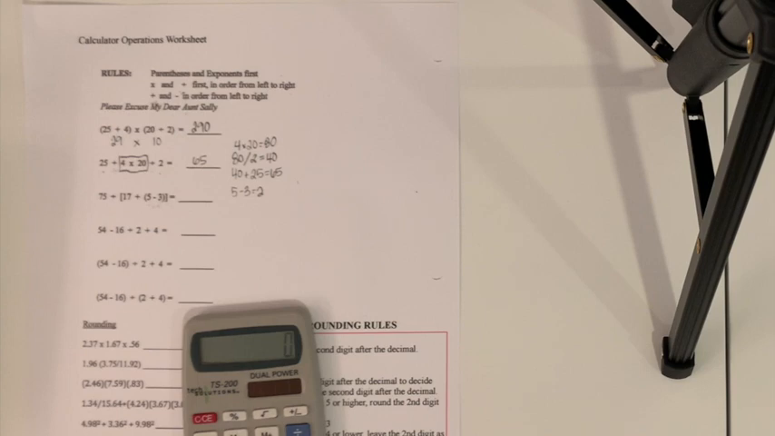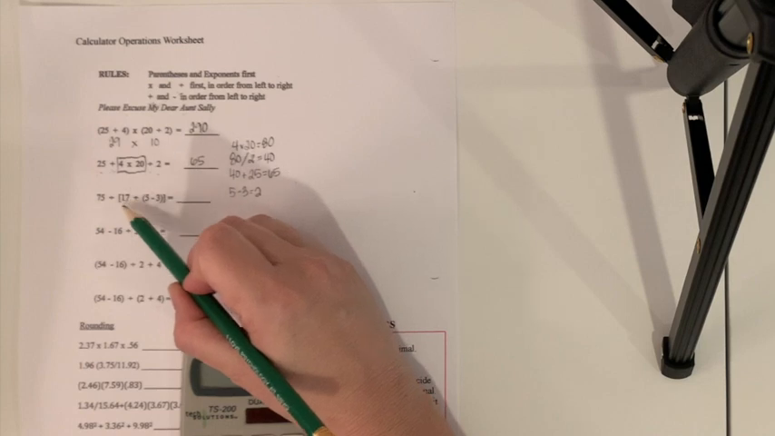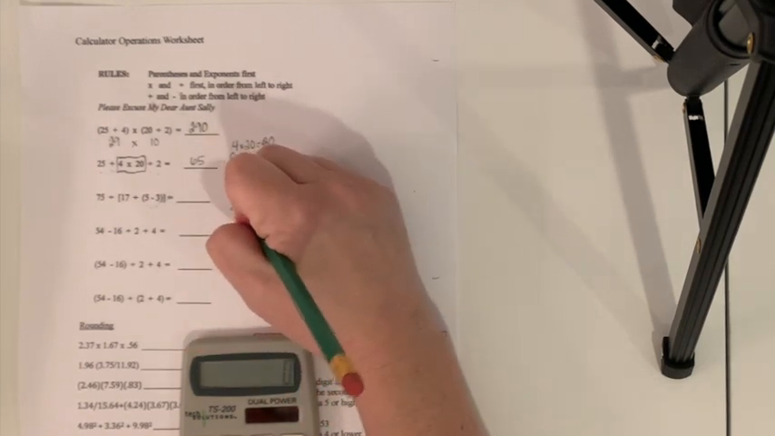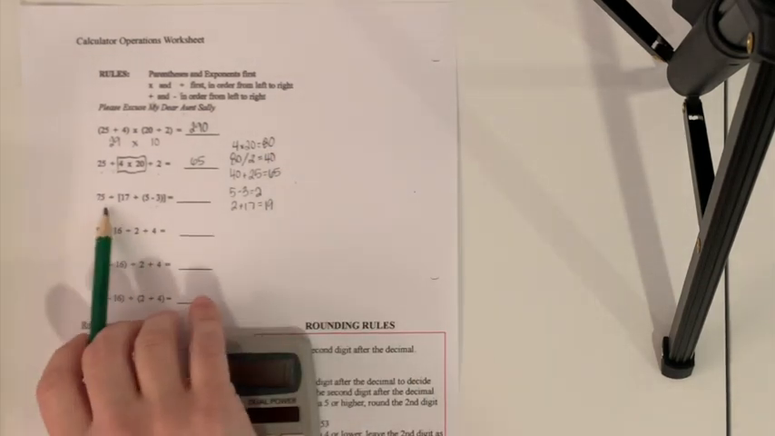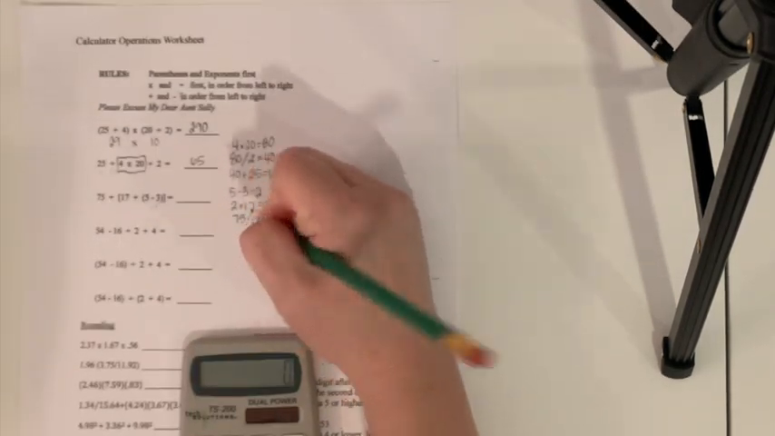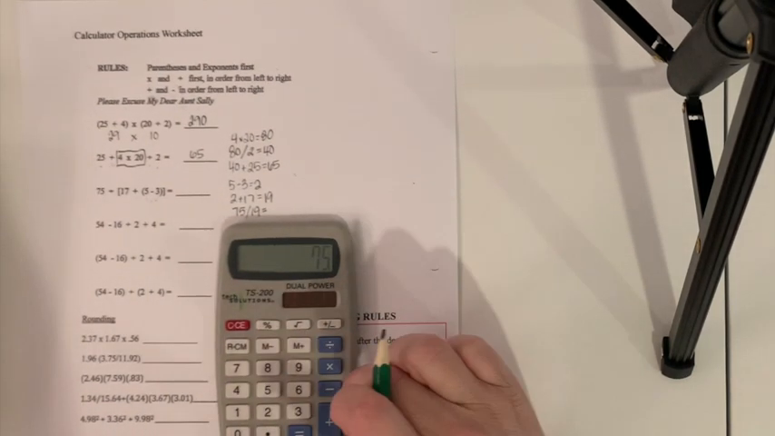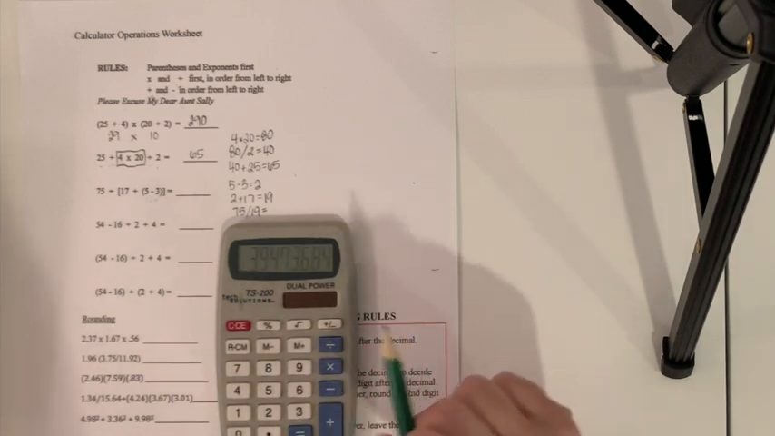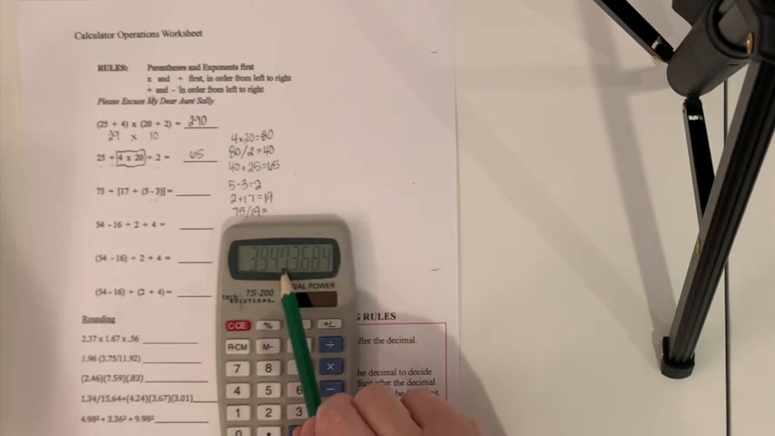And then after we've done 5 minus 3 equals 2, we're going to add the other portion that's in the parentheses to it. So 2 plus 17 equals 19. And then the only remaining puzzle piece is the 75. So we would do 75 divided by 19. And that is going to give us, this is where our calculator comes into play, 75 divided by 19 equals 3.9473684.